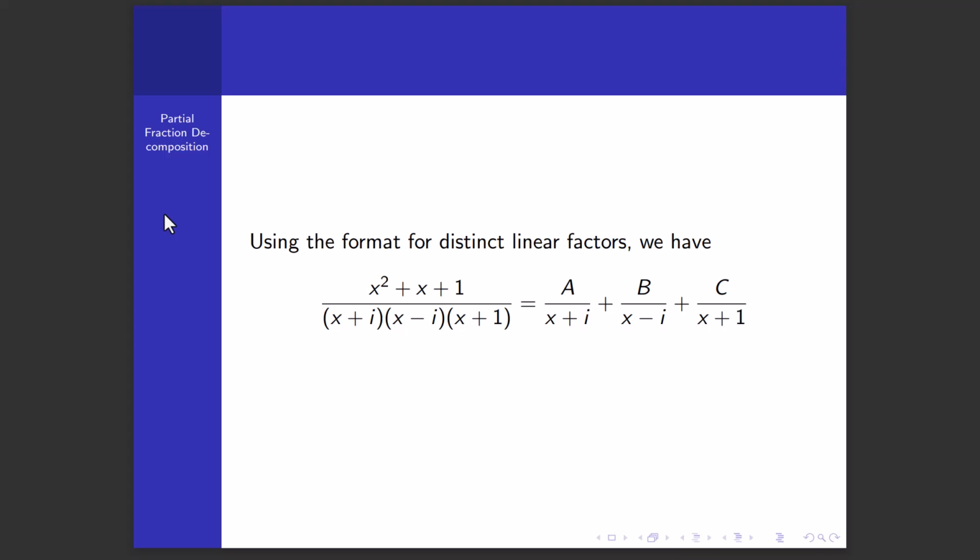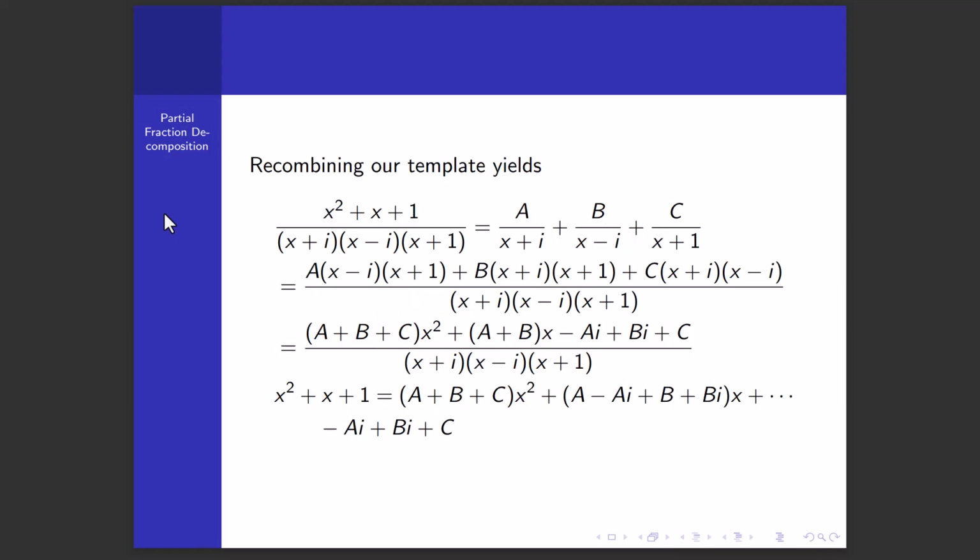So using the format for distinct linear factors, our rational function in its completely factored form can be written as a divided by x plus i, plus b divided by x minus i, plus c divided by x plus 1. Recombining this template has the numerators match up as x squared plus x plus 1 equals the quantity a plus b plus c times x squared, plus the quantity a minus ai plus b plus bi times x, plus the quantity negative ai plus bi plus c.